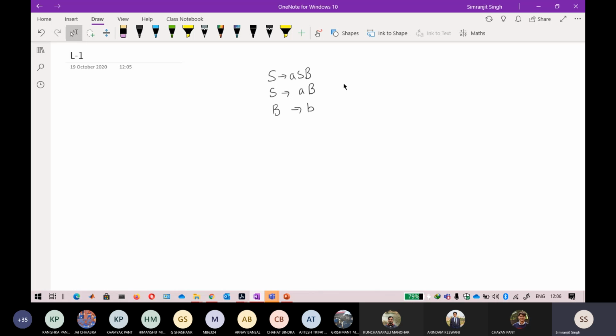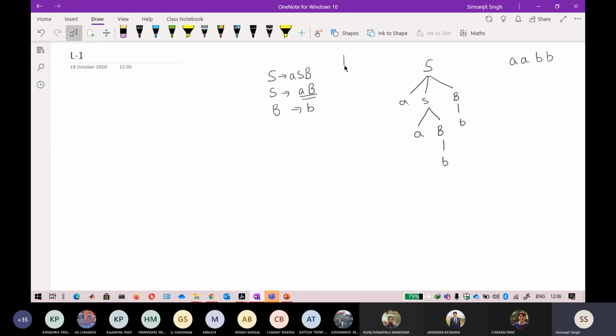Now in this, I can draw a tree. From S, you are getting ASB. Okay, so write it like this. A is there. Now you need to derive AABB. So A I got, and I want another A. So in place of S, I am substituting this one. Now I got two A's. Now in place of B, you can substitute a small b.